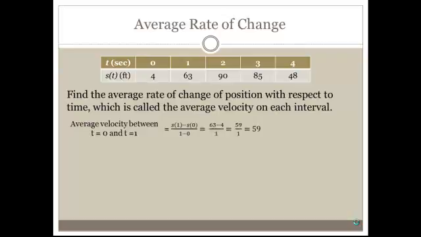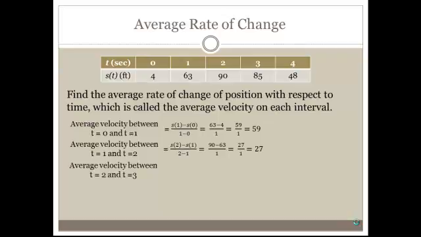To do this, we calculate our change in height, which is 63 minus 4, or 59 feet, divided by the change in time, which is 1 second that has passed. So we find that the average velocity is 59 feet per second. We calculate the average velocity between t equals 1 and t equals 2 similarly. We find the change in position, which is 90 feet minus 63 feet, or 27 feet, divided by the change in time, which again is 1 second. Doing this, we find that the average velocity is 27 feet per second.